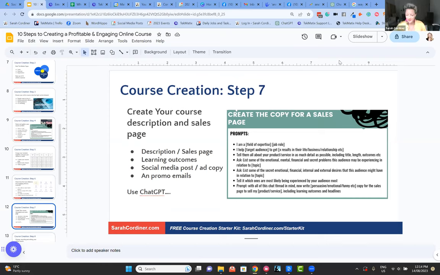But I'm going to read it out to you. Here's what the prompt is to get ChatGPT to create your landing page for your course. I am a field of expertise job role. So for instance, I am a course creation specialist or a course creation consultant. I help target audience get X results. So mine would be, I help entrepreneurs, coaches, consultants, and course creators create an online course.